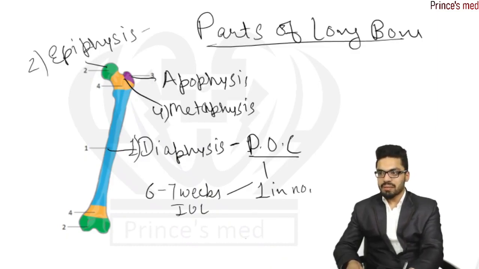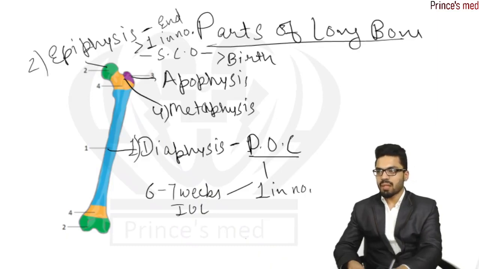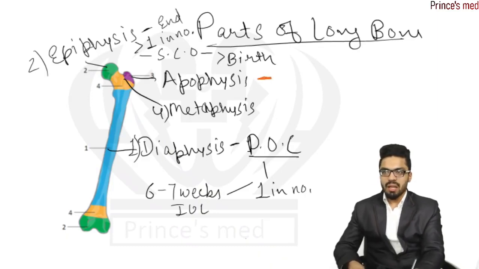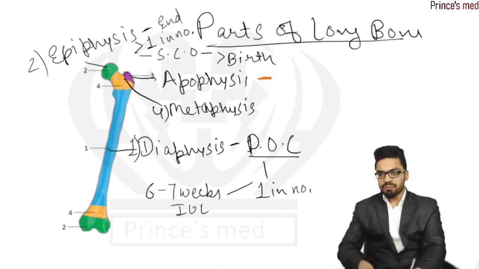And epiphysis is the end part of the bone, so it is also known as the end part or head part of the bone, and it can be multiple in number, so more than one, and it is derived from the secondary center of ossification, which appears after birth. Now we will see apophysis. Apophysis is that part which is not included in the epiphysis but has a secondary center of ossification. Metaphysis lies on the growth plate.